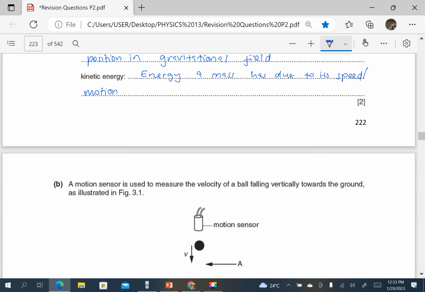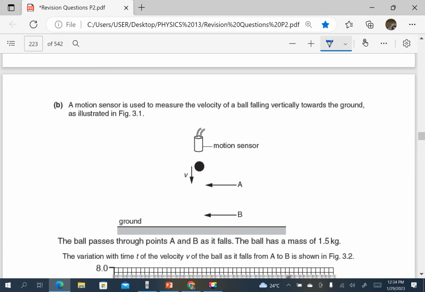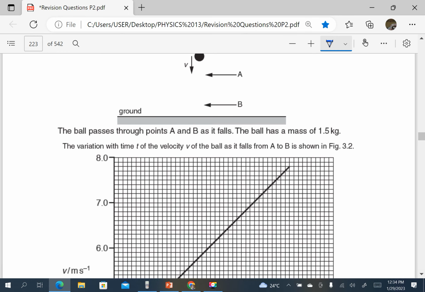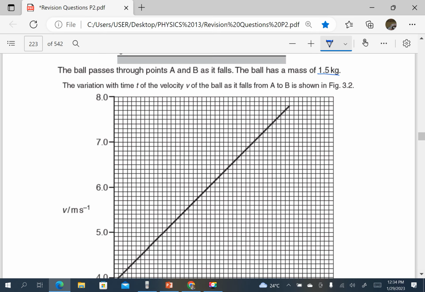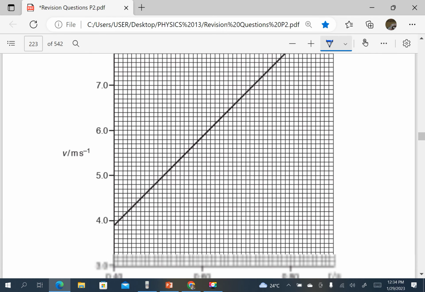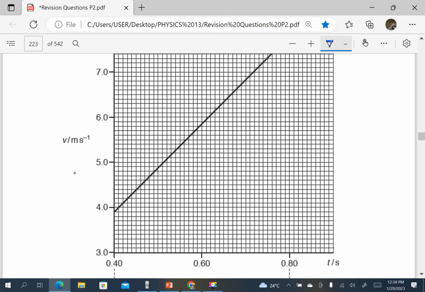A motion sensor is used to measure the velocity of a ball falling vertically towards the ground, as shown here. The ball passes through points A and B as it falls. The ball has a mass of 1.5. The variation with time of the velocity is shown here. So this is v against time. Let's check where it starts from here. I think the scale here is 4 minus 3 over 10, that is 0.1. So this is 3.9.